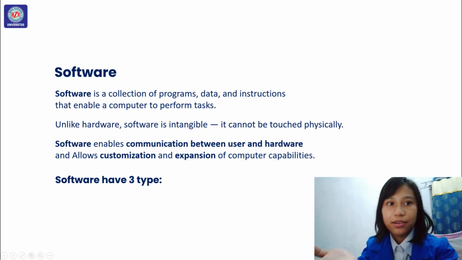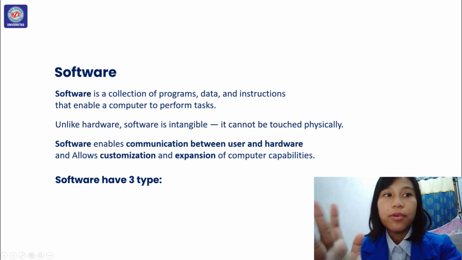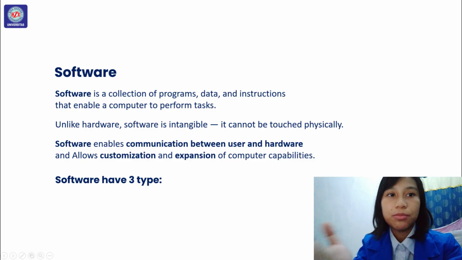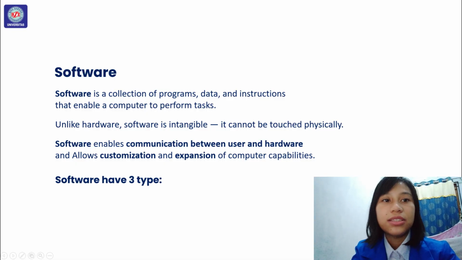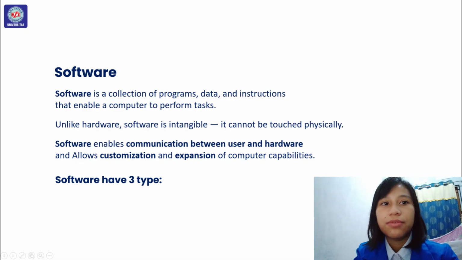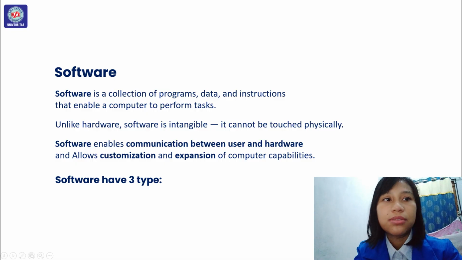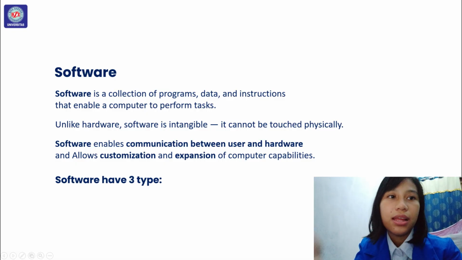Next is software. Software is a collection of programs, data, and instructions that enable a computer to perform tasks. Unlike hardware, software is intangible, so you cannot touch it physically. Software enables communication between the user and the hardware and allows customization and expansion of computer capabilities.